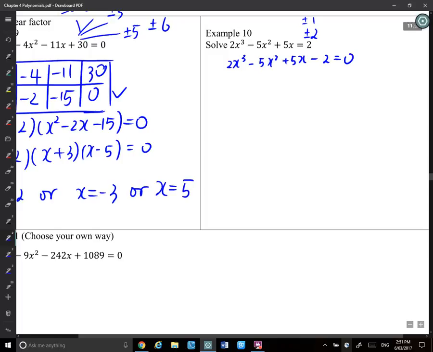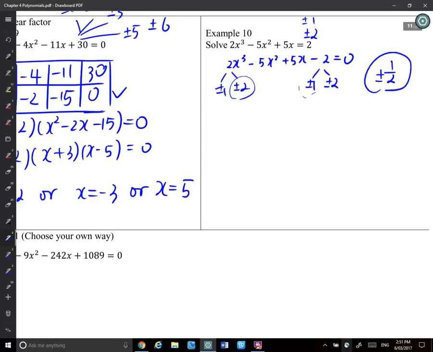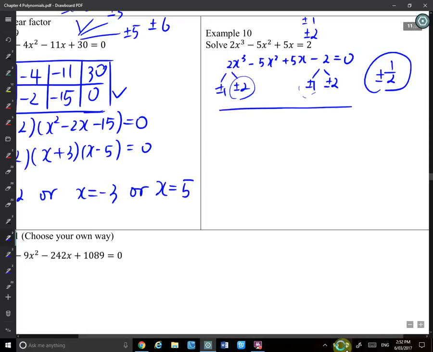Okay, plus minus 1 or plus minus 2. That gives you plus minus 1, plus minus 2. You can have a half. But you won't try the fraction one first. You will try the whole number one first because it's better to try those ones. So you have minus 2 here.